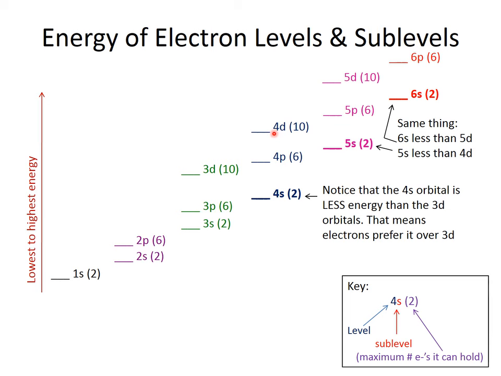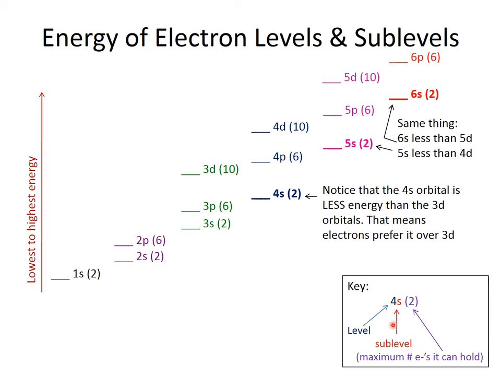After the 4d level, we move on to the 5p level, then it fills the 6s level, then the 5d level, and up to the 6p level. Good news, I'm only going to make you do up to 6s electron configurations.